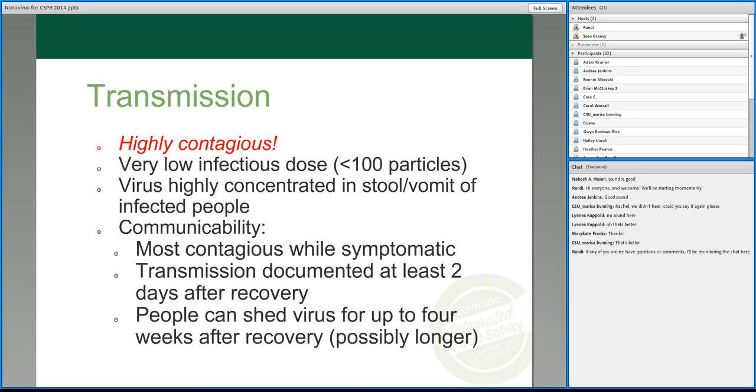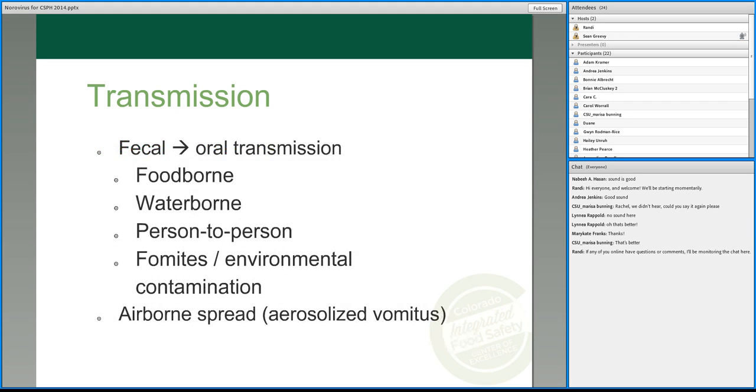Meanwhile, we know the virus can be shed a lot longer than that, potentially 4 weeks, maybe even longer, because we can detect that through laboratory testing. Though certainly when a person is symptomatic, that's the highest risk of them sharing a norovirus illness.